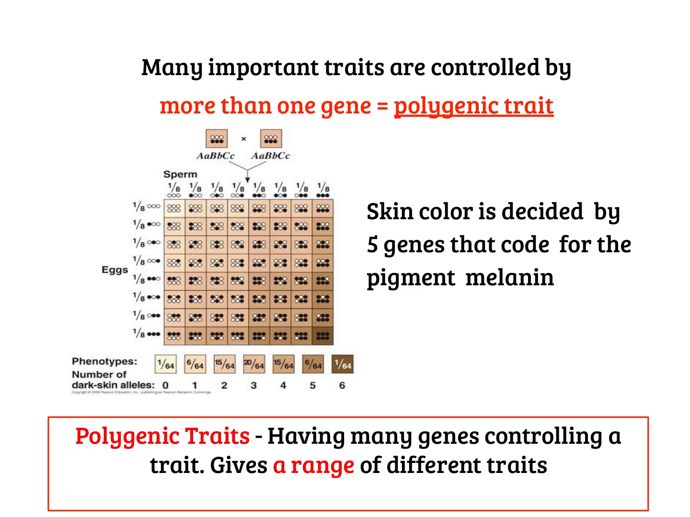Traits that are controlled by more than one gene are called polygenic traits, and think of poly for many. We're going to have a range of traits when it's a polygenic trait. Like skin color is decided by 5 different genes that are coding for a pigment or a protein that codes for your melanin that gives you your skin color. So many genes give us a range of different traits like skin color and eye color, hair color.